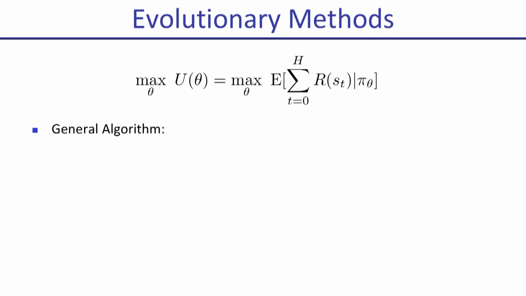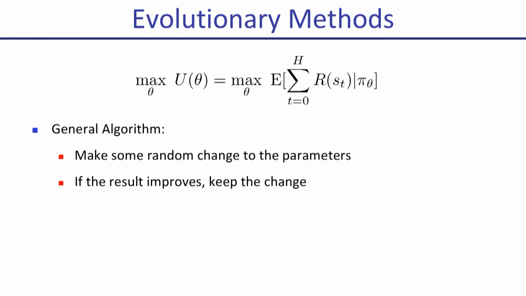So how do evolutionary methods work? We have some objective function that we try to optimize, and the general algorithm goes like the following. You have some parameter theta, and you make some random changes to the parameter theta. If the result improves, you keep the good changes. And you just repeat. That's basically the whole algorithm.